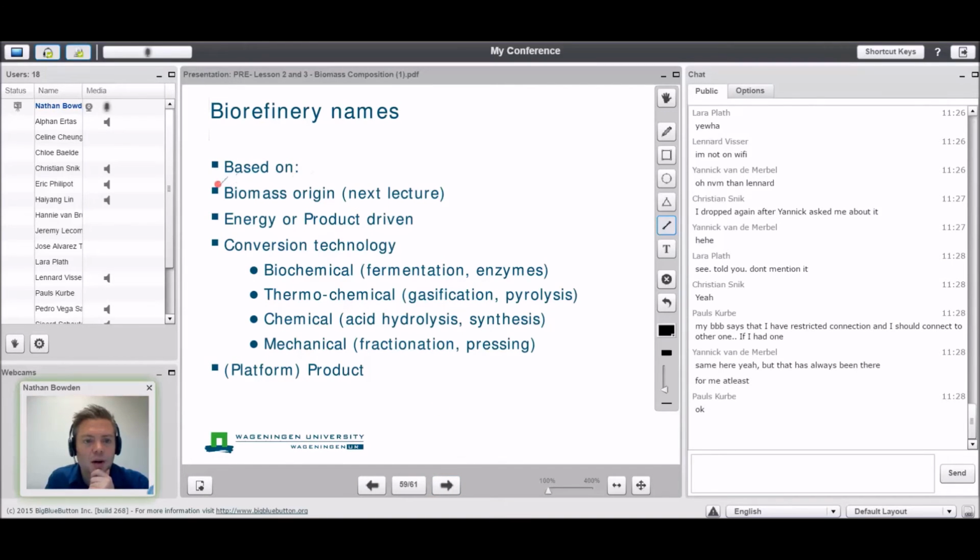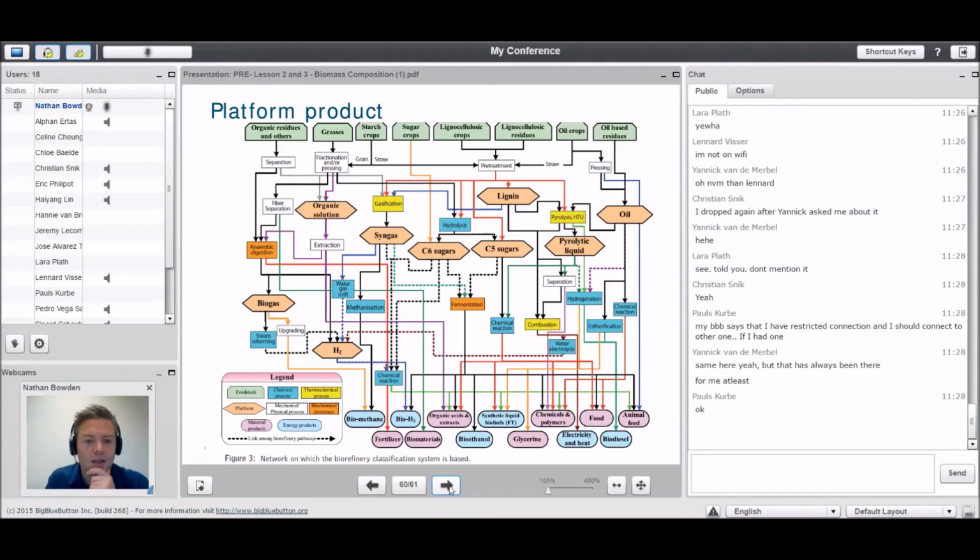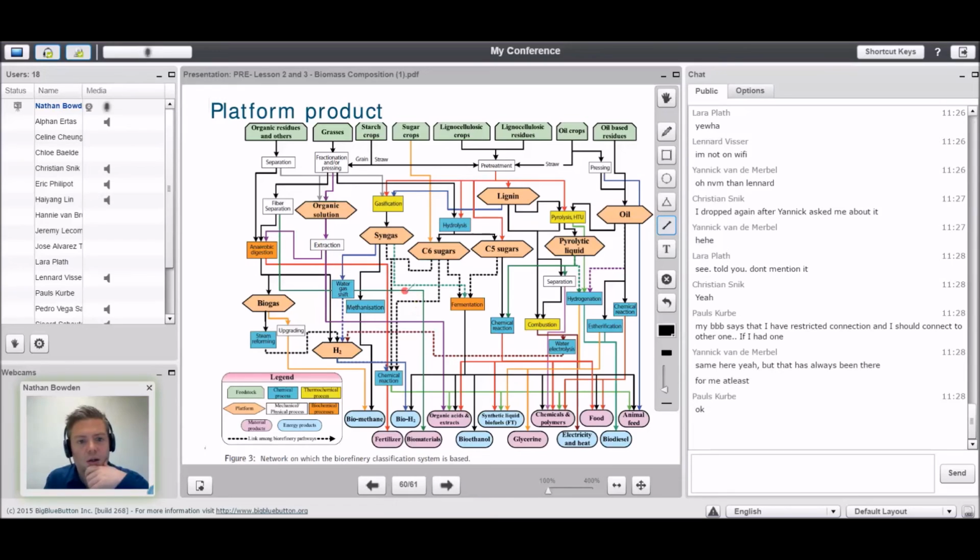Names of the refinery are based on their origin, which I'm talking about in the next lecture. Then the energy or product given, the conversion technology, so is it biochemical, thermal, chemical, or mechanical, and the platform, which is the product, so protein, let's say. I'll let you use this for your research. I don't want to talk about every single step, but this is a very good way of looking at what you can do if you have a grass. Use this when you're doing your biorefinery design in your project.